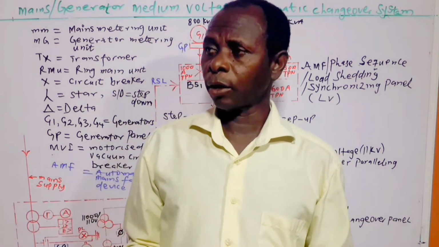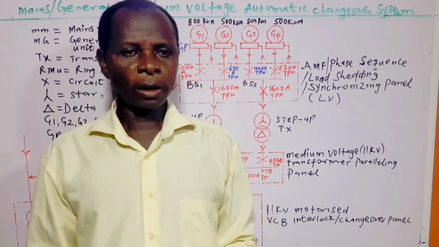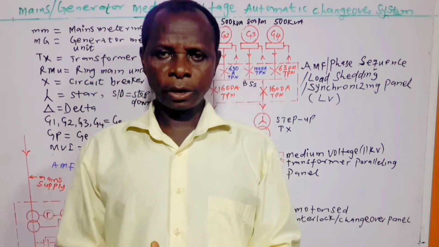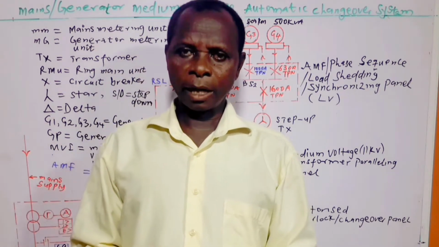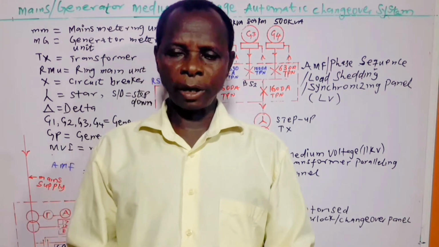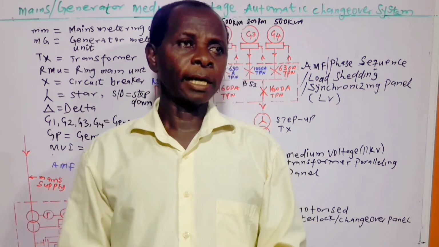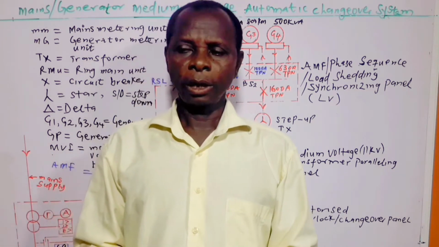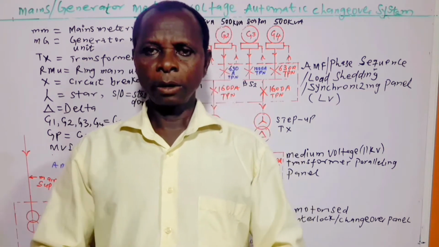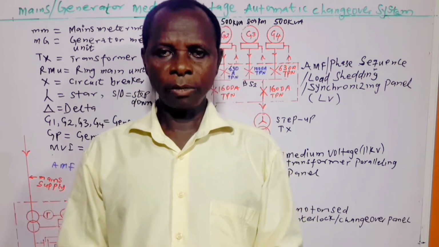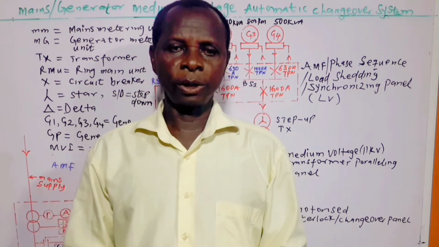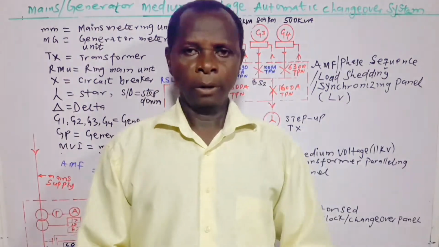MCCB, that is moulded case circuit breaker, that is really available in the market. So when the design current is more than the current rating of the biggest circuit breaker that is available in the market at low voltage, then the next voltage to be used in the interlock system or the automatic changeover system will be the medium voltage.